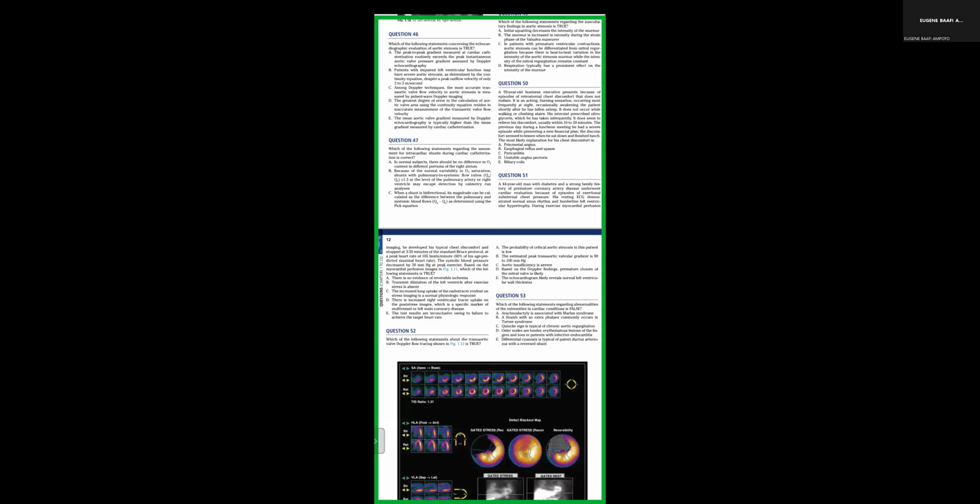So for this question, the correct option should be B, where patients with low flow aortic stenosis can have severe stenosis despite a peak outflow velocity of only 2 to 3.